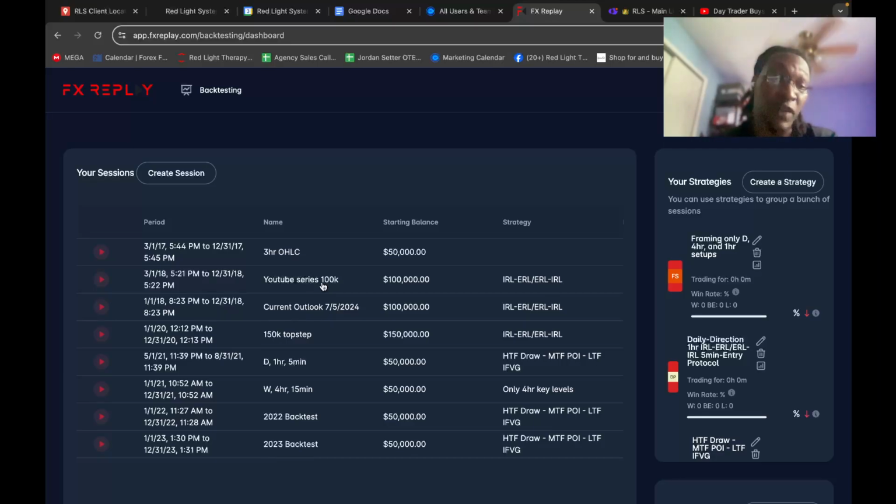From there, on the 5 minute, what I want to see is either a full fill on a BISI or a SIBI and a change in state of delivery at that low that got taken out on the hourly, or if we trade down into a fair value gap. So I'll dive into it here.